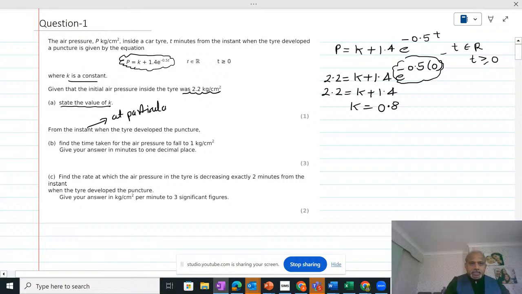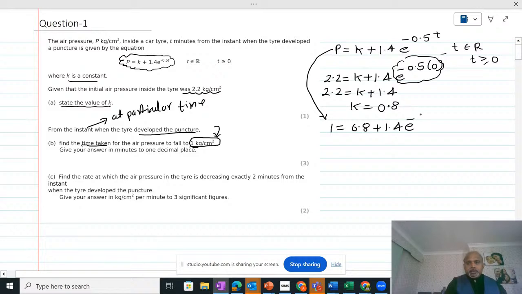Now, from the instant when the tire developed the puncture, instant means at a particular time. So now air is coming out. Find the time taken for the air pressure to fall to 1 kg per centimeter square. Again follow this same equation and we can write P is 1, K we have already found 0.8, plus 1.4 e to the power minus 0.5 t. So t we are going to find here.